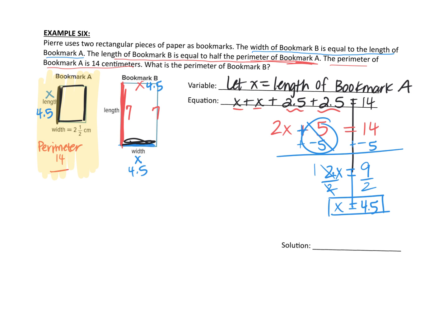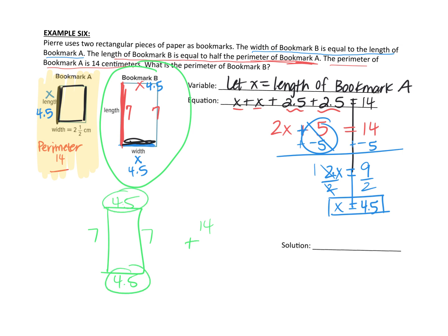All right, so now let's actually read what our final question was. It says, what is the perimeter of bookmark B? So I'm only looking at this one. If I look at that bookmark, I know that's 7 and 7 on that side. The width is 4.5 and 4.5. So all I need to do is add all of those sides together. I've got 7 and 7, that's 14. Plus I have 4.5 and 4.5, that's 9. So 14 plus 9 is 23. So the perimeter of bookmark B is 23 centimeters. I know it's centimeters because it gave me a label over here. So there is my perimeter of bookmark B.